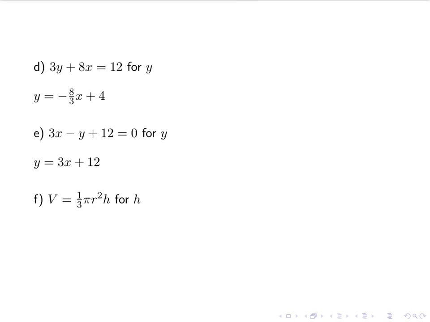And then our last one, V equals 1/3 pi r squared h. I want to solve it for h. So this is the equation of the volume of a cylinder. If I want to get h by itself, the first thing I'm going to do is again get rid of that 1/3 by multiplying both sides by 3. Not a very pretty h.